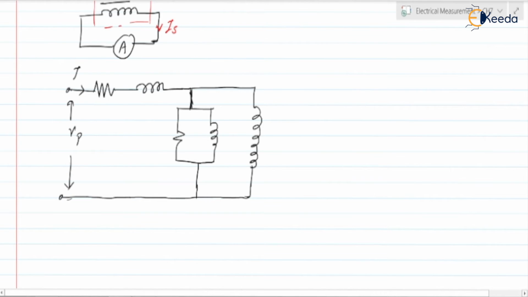This current is IP, here it is RP, XP, no load current I0, core loss component current IE, core loss component resistance RC, XM the magnetizing reactance, and magnetizing current IM. Here the induced voltage is EP, the primary winding induced voltage. Next, let us draw the secondary side.